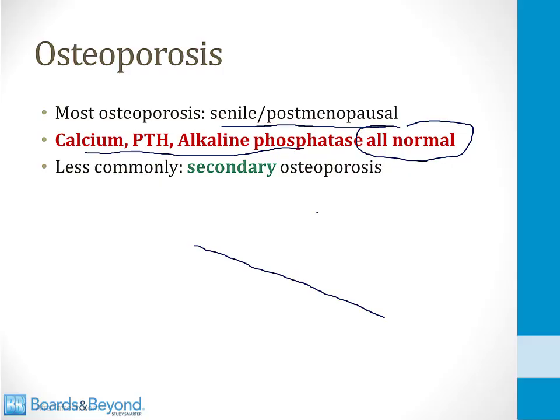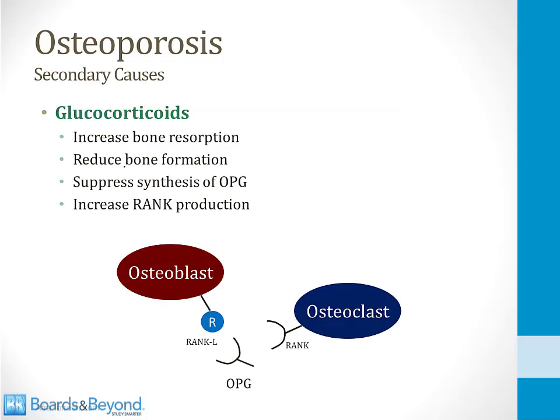Less commonly, you will see osteoporosis that is secondary to either a medication or a clinical problem that the patient has that leads to accelerated bone loss. So it's not just aging or menopause, but there is some other feature of the patient that leads to osteoporosis. So let's talk about those causes now. A classic secondary cause of osteoporosis is glucocorticoid therapy. Glucocorticoids increase bone resorption and reduce bone formation. They've been shown to suppress the synthesis of OPG, the decoy receptor.